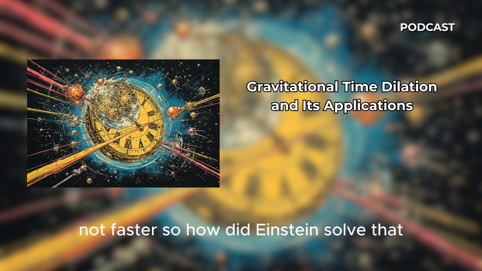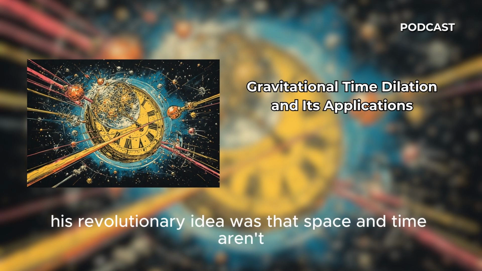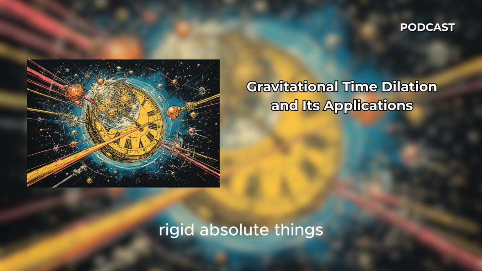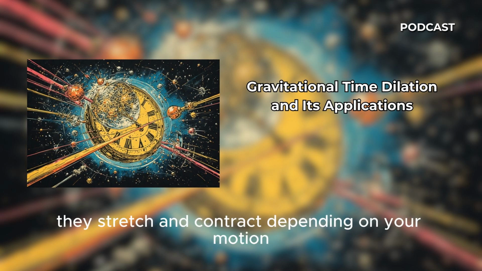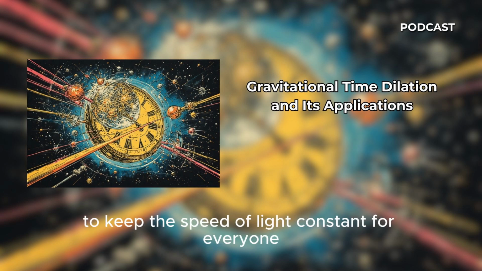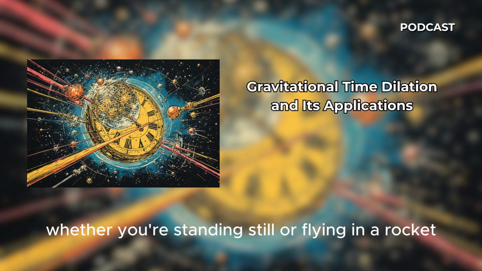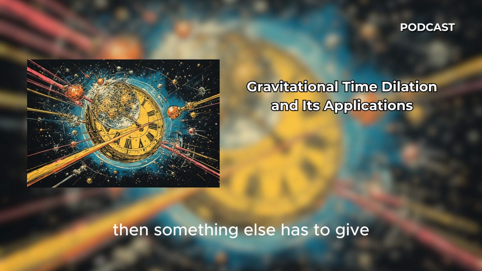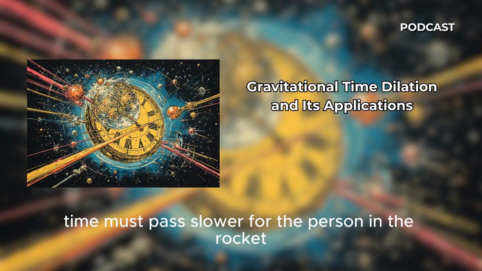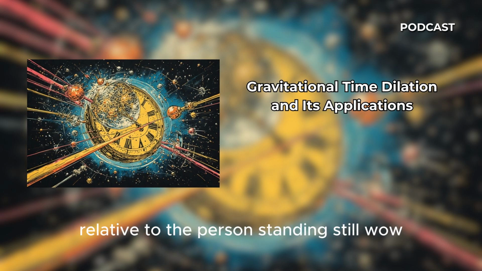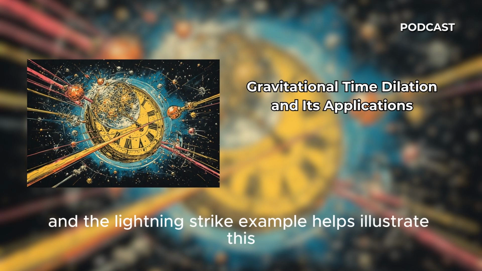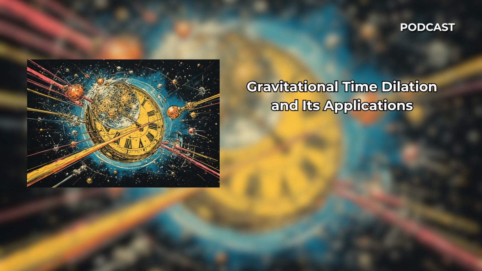So how did Einstein solve that? His revolutionary idea was that space and time aren't rigid, absolute things. They are flexible, relative. They stretch and contract depending on your motion. To keep the speed of light constant for everyone? Precisely. If the speed of light must be the same for you, whether you're standing still or flying in a rocket, then something else has to give. And that something else is time itself. For the math to work, time must pass slower for the person in the rocket relative to the person standing still. Wow. Okay. And the lightning strike example helps illustrate this relativity of time, right?